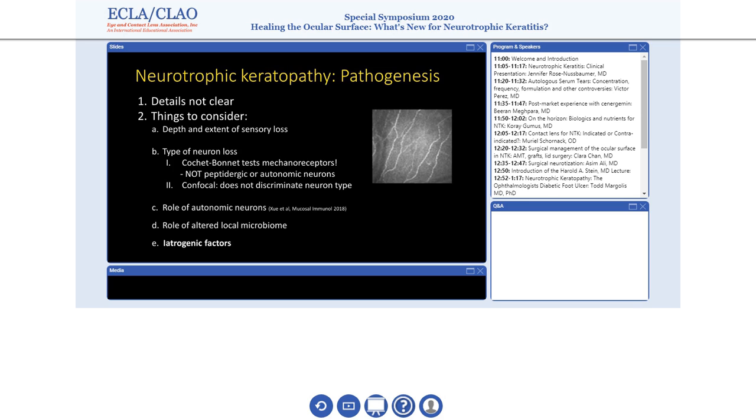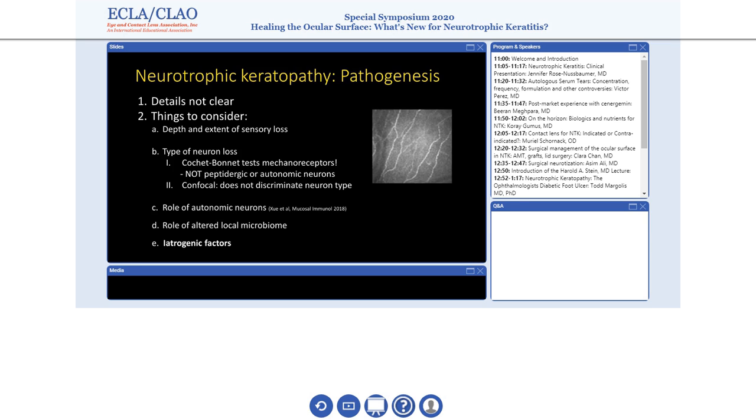So let's talk pathogenesis just for a minute. And I'm just going to be blunt as can be. We don't understand this disease. You've seen people throw up things about various growth factors and inflammatory factors that may play a role. We really don't understand the pathogenesis. We know that when the nerve is gone, something happens that leads to poor epithelialization and poor healing. But beyond that, I think we've got a long way to go in our field.